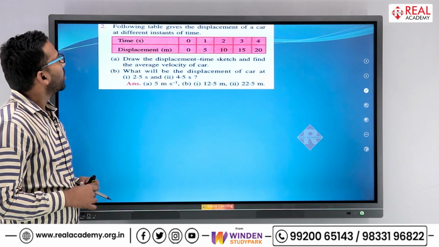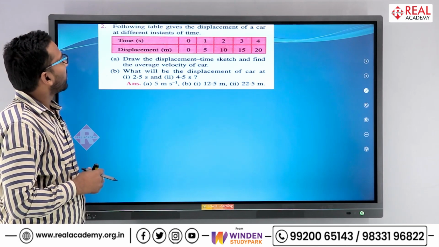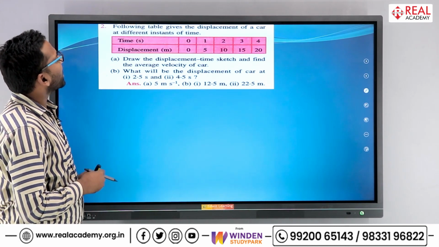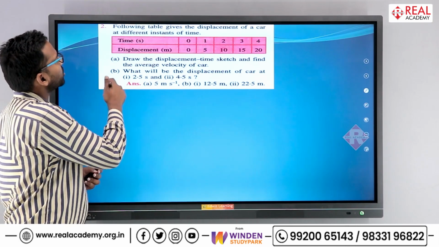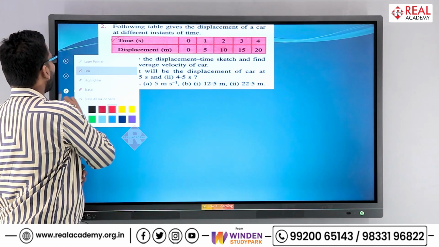Question number 2. Very interesting. The following table gives the displacement of a car at different instants of time. This is the table showing different instants of time with respect to displacement.